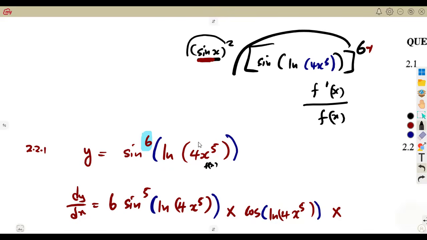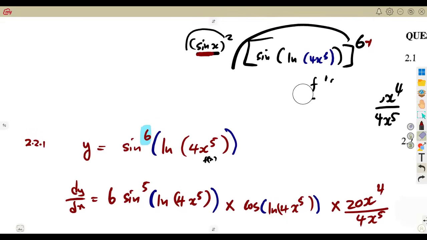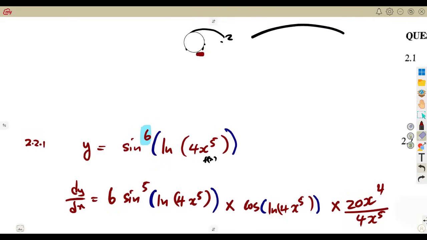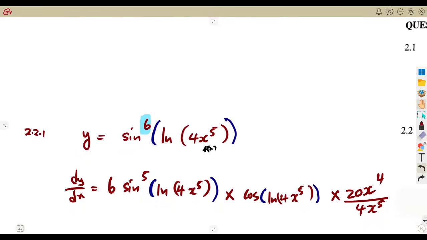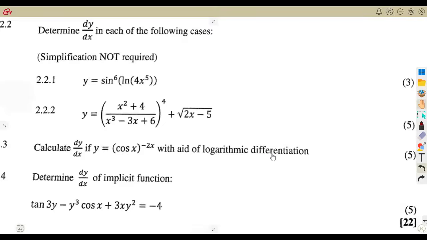The derivative, you remember you drop the power there. That is going to be 20x to the power of 4 over f of x as it is, which is 4x to the exponent of 5. So here I'm just going to write as it is 20x to the exponent of 4 over 4x to the exponent of 5. Remember, they are saying simplification is not required. So meaning to say you can even just leave your answer like this. So it's a function of a function consideration, guys, that you just have to apply. As you can see, nothing much if you do understand the basics of your derivatives.